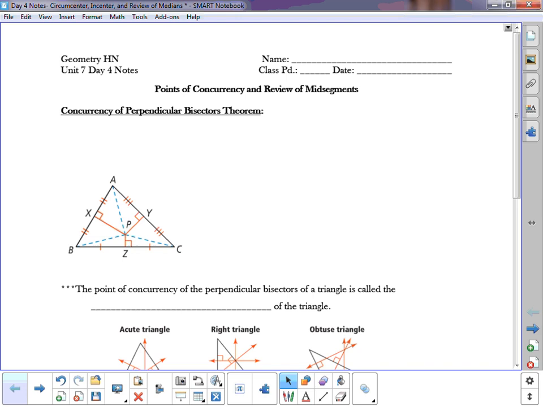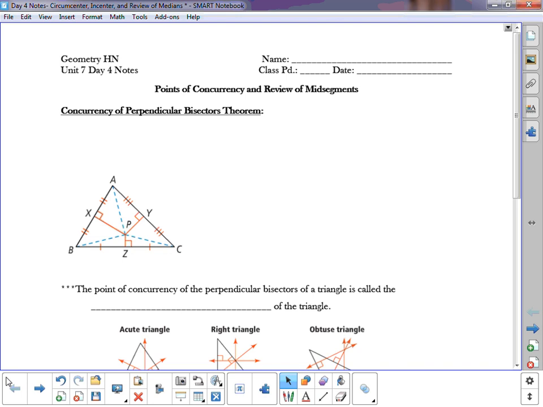All right, concurrency of perpendicular bisectors theorem. What does it mean again for lines to be concurrent? There are three or more lines that meet in one particular point. Ooh, what a great definition. Good, so from our vocab we learned last class that if we have 3 lines that meet at one single point, then we call those lines concurrent. They all occur at the same time at one single point.